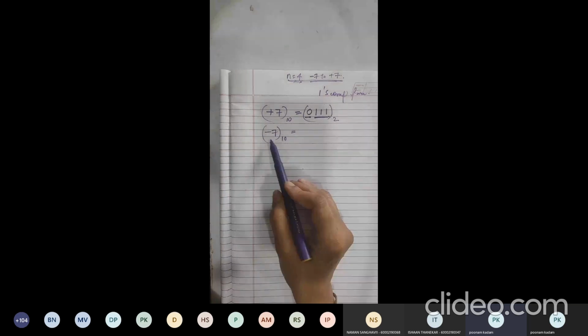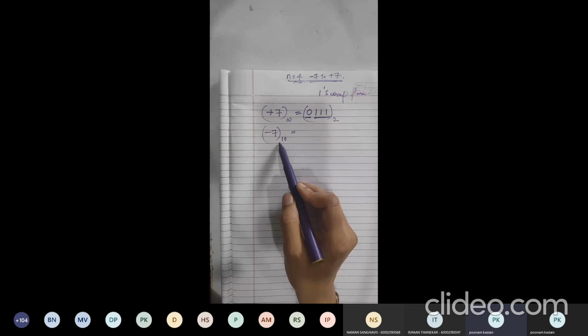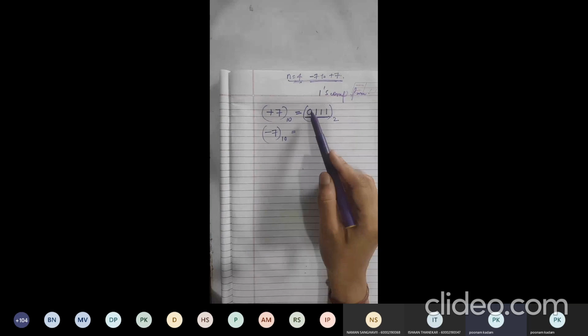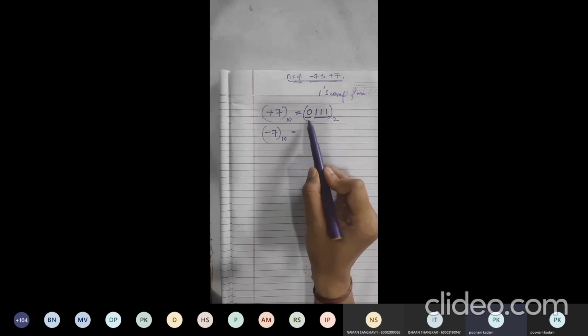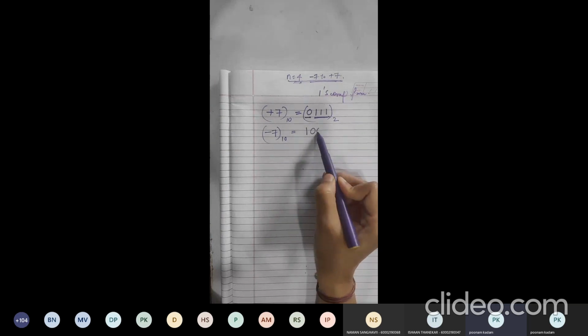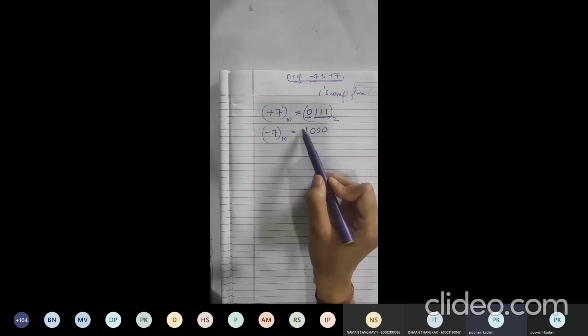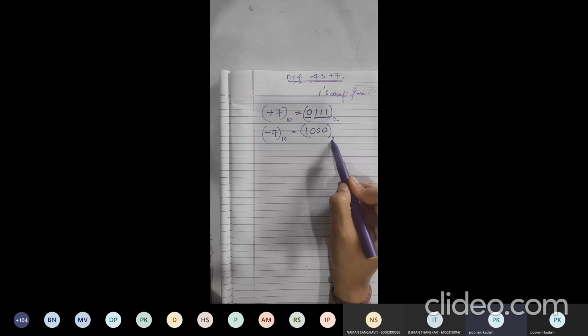So minus 7, if you want to write in ones complement form, how will you write it? You just have to take ones complement of plus 7. Take ones complement of plus 7 means 0 will become 1, 1 will become 0, this 1 will become 0, this 1 will become 0. So 1 triple 0 is minus 7 in ones complement form.